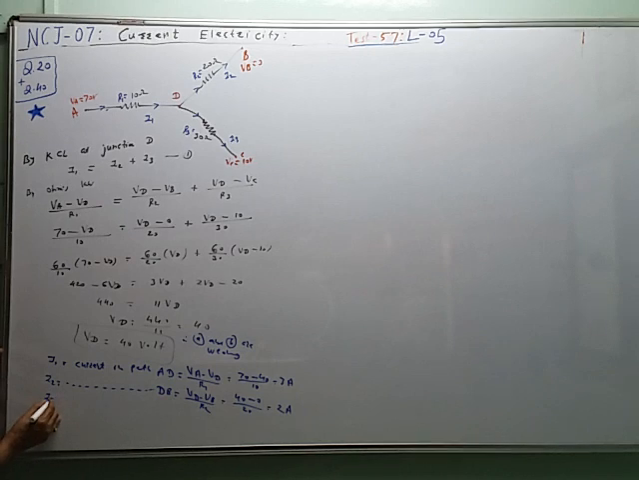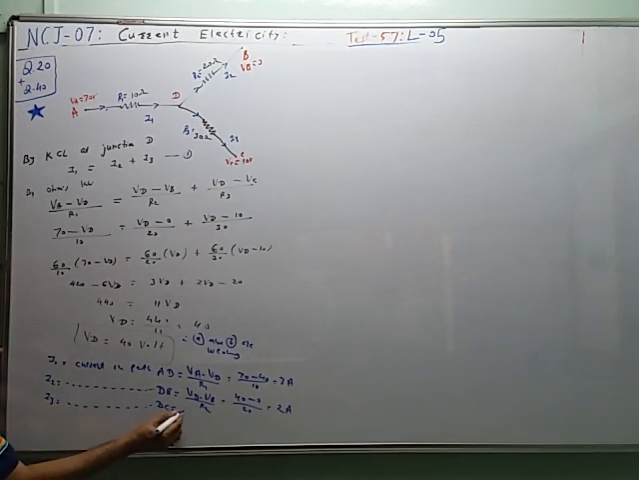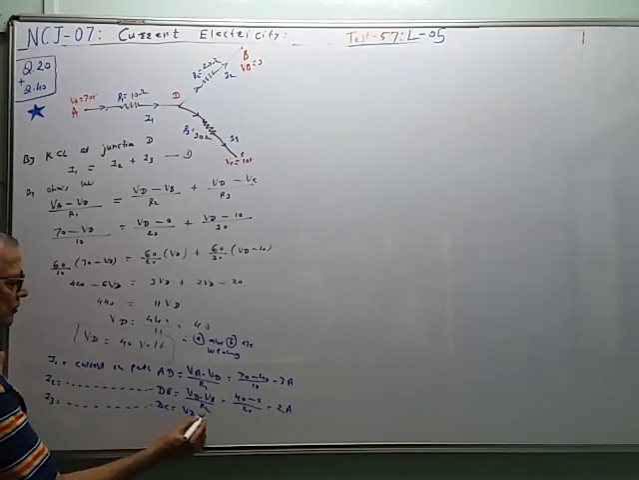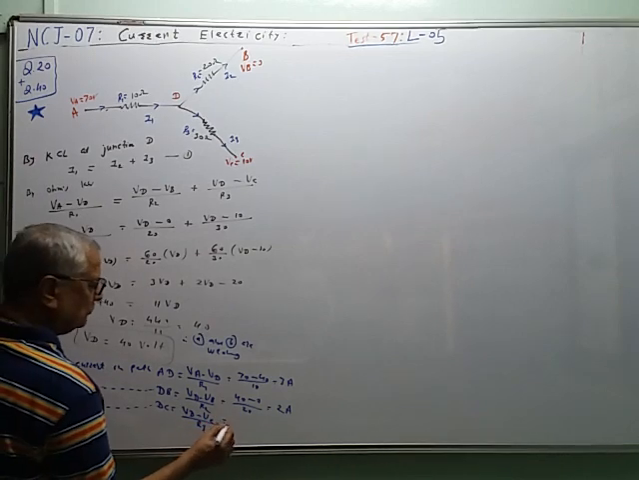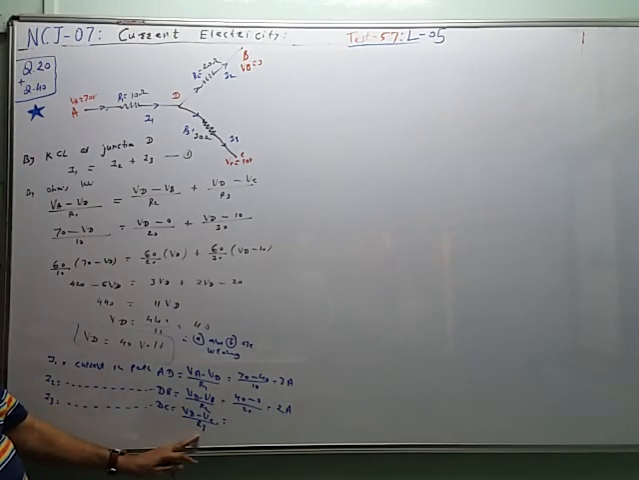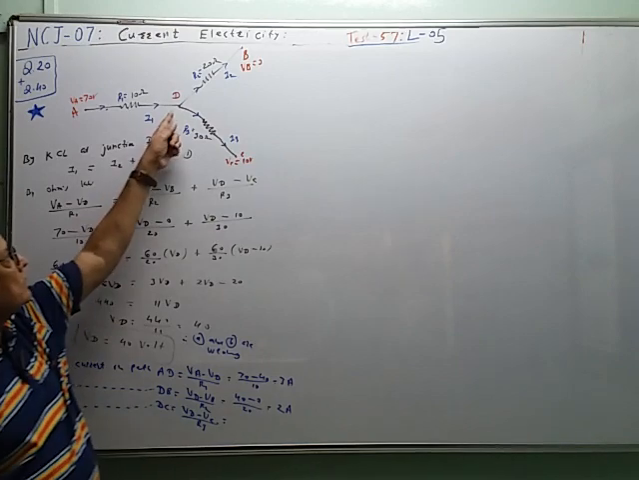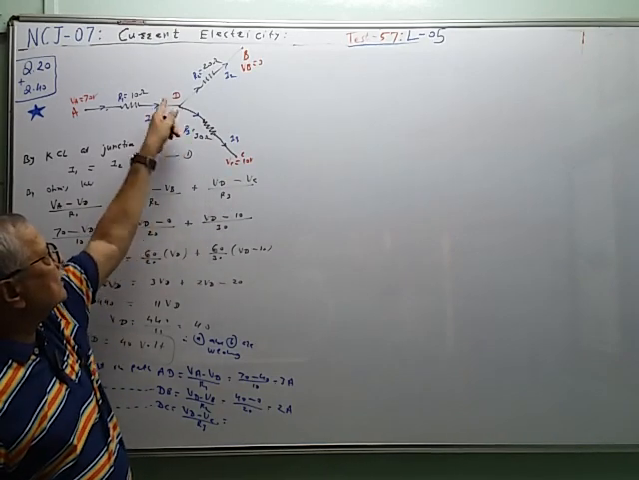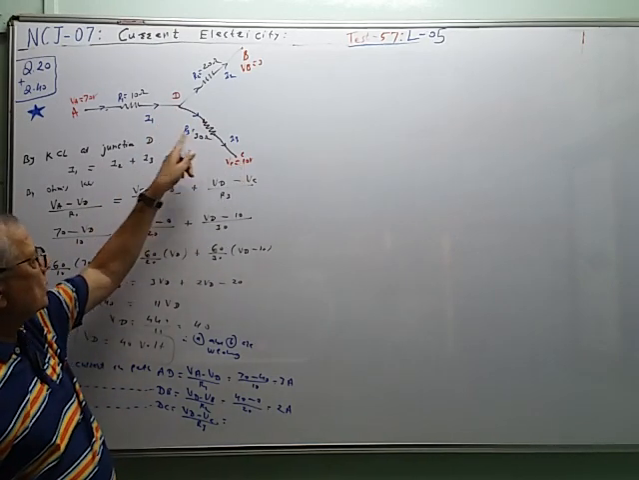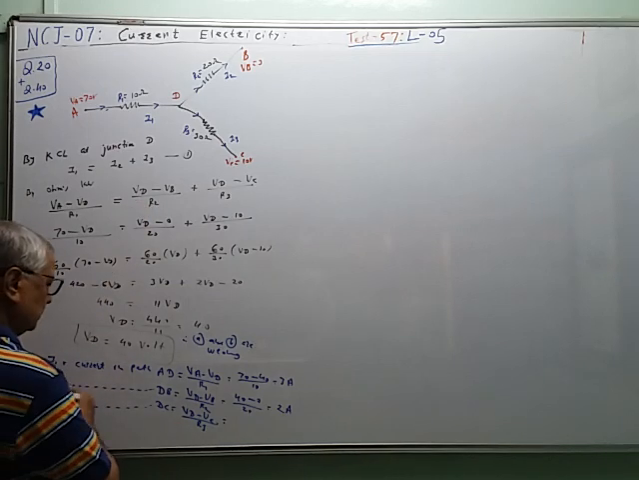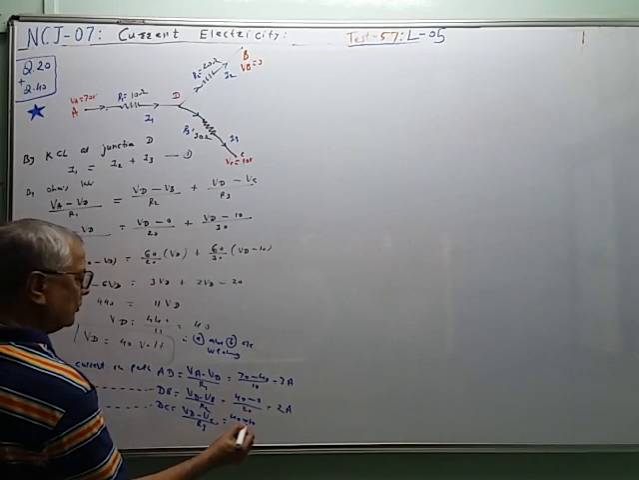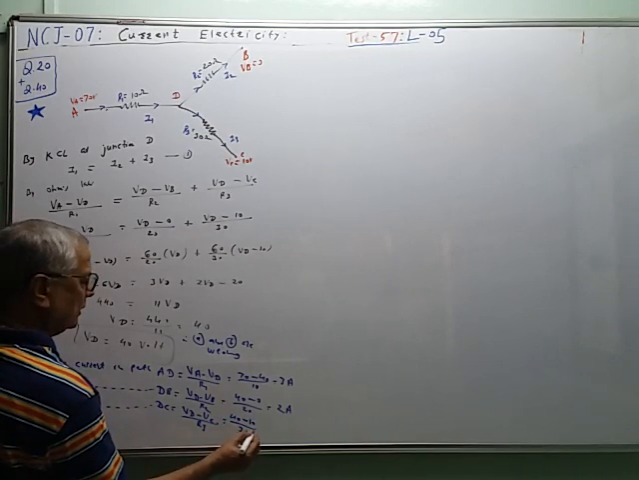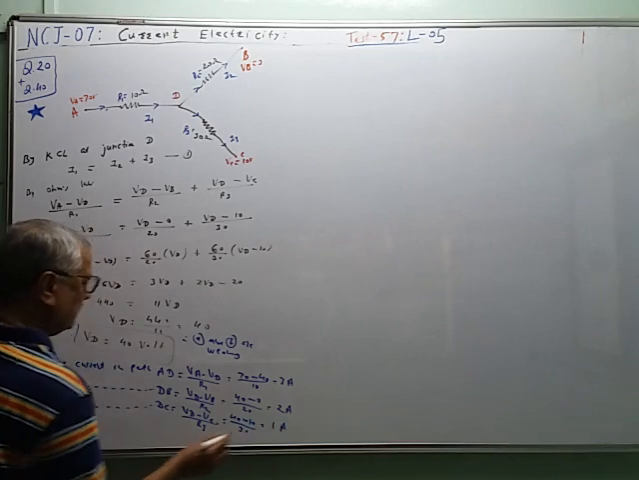And I3 is equal to current in the path DC is equal to higher potential VD minus lower potential VC upon resistance R3. This is Ohm's law: potential difference upon resistance is equal to current. When we calculate this current, we have to take the potential difference, VD minus VC upon R3. So this is equal to 40 volt minus 10 volt upon 30. So that is equal to 1 ampere.